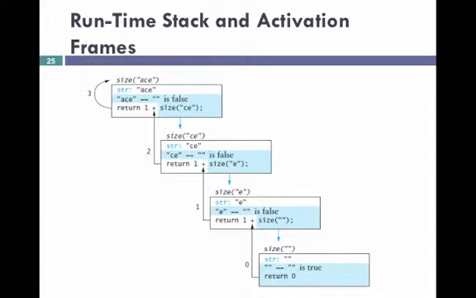So this illustrates the runtime stack and activation frames when we start with a call to the size of ACE. It's not the empty string, so we'll make a recursive call for the size of CE, and so forth. And then finally, when we have the empty string, this reaches our base case, and we'll return a 0. The result of the prior recursive call will be a result of 1. 1 plus 1 is 2. And finally, the result from our original call to size will be 3.